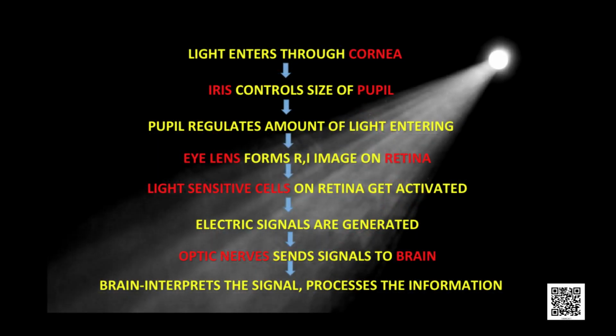Time for a recap, children. Light enters through cornea. Iris controls the size of pupil. Pupil regulates amount of light entering. Eye lens forms real inverted image on retina. Light sensitive cells on retina get activated. Electric signals are generated. Optic nerves send signals to the brain. Brain interprets the signals and processes the information.